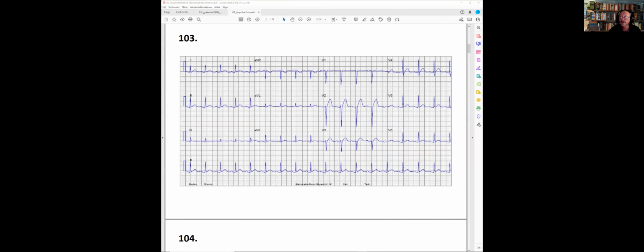Let's see, 103. After looking at the lectures, I thought this was a bit tricky because I could see regular rhythm. Okay, so the rhythm is regular. What about the rate? The heart rate was a bit less than 3 squares, so it would be a little bit over 100 beats per minute. You can say it is 120, so that means tachycardic. Because it has regular rhythm but a heart rate over 100, it would be sinus tachycardia.